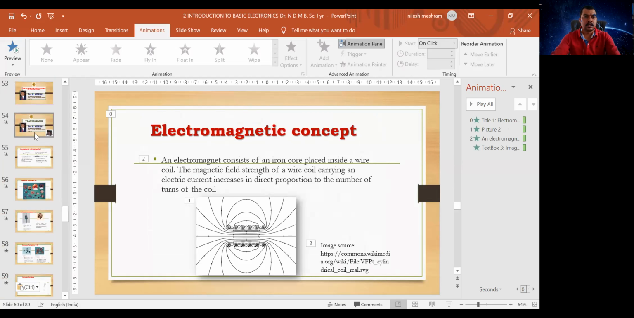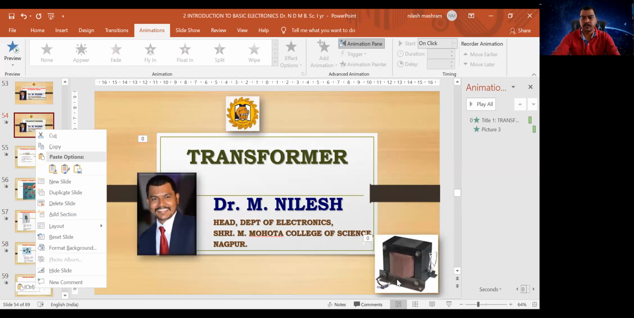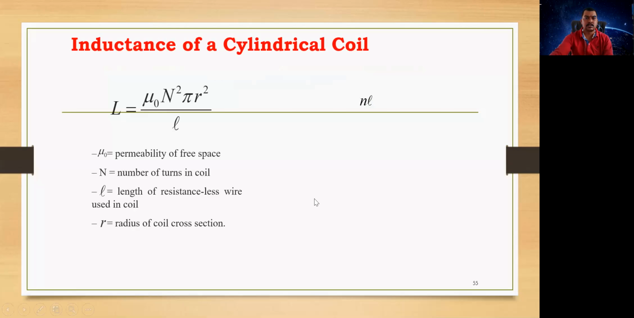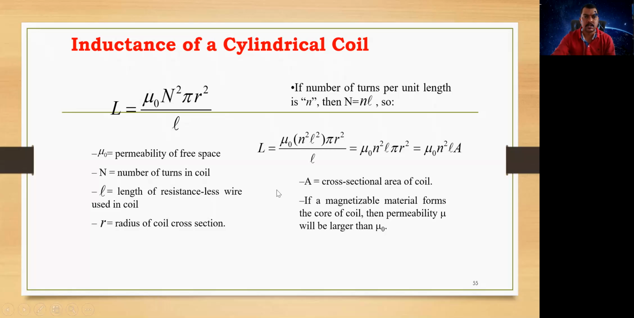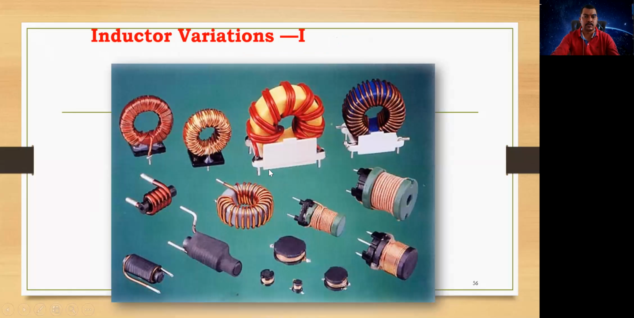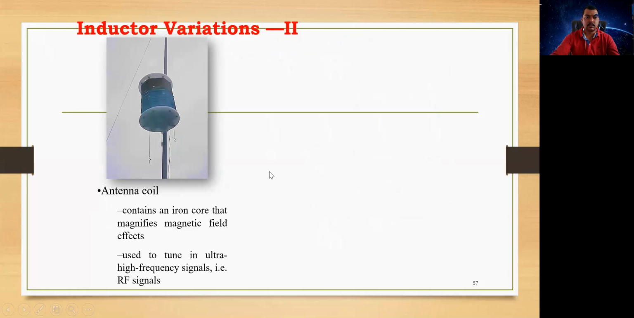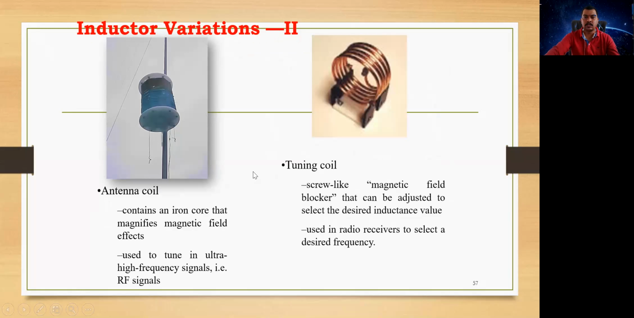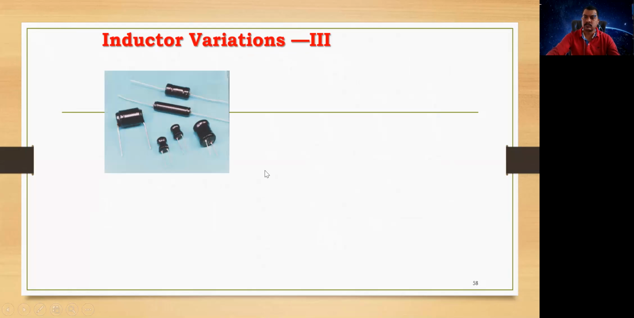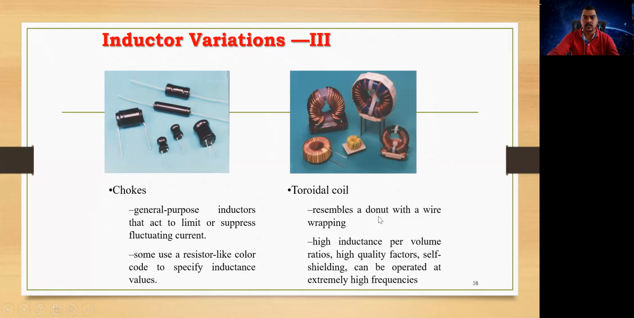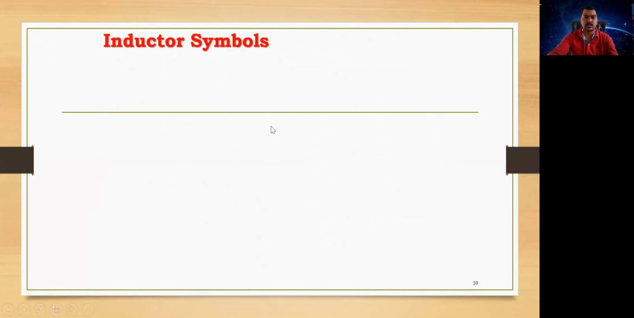Right. In the earlier class, what we studied was some of the inductors, cylindrical inductors, and their characteristics. These are some of the variants of inductors that are available in the market. These are some antenna coils which we use as antenna. These are tuning coils. So these all are inductors which we use in different forms. These are some chokes, and these are toroidal coils which are circular in shape. So this is what we have completed.